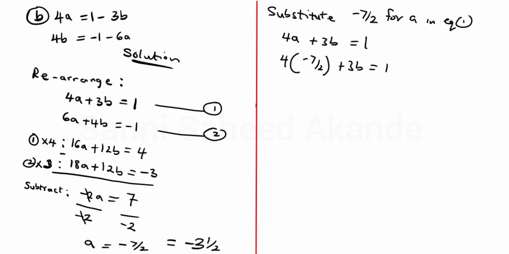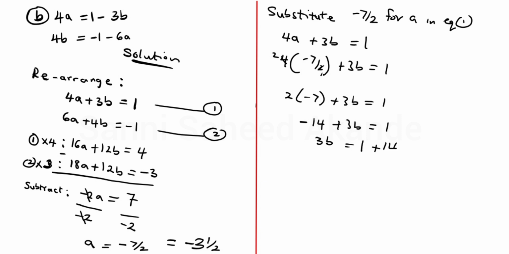Now 2 here is 1, 2 in 4 is 2. Understood? Okay, so we have 2 times minus 7 left, then plus 3b equal to 1. 2 times minus 7 will give us minus 14, then plus 3b equals 1. So if you collect the like terms, you have 3b equal to 1 plus 14. 3b equal to 1 plus 14 will give us 15.